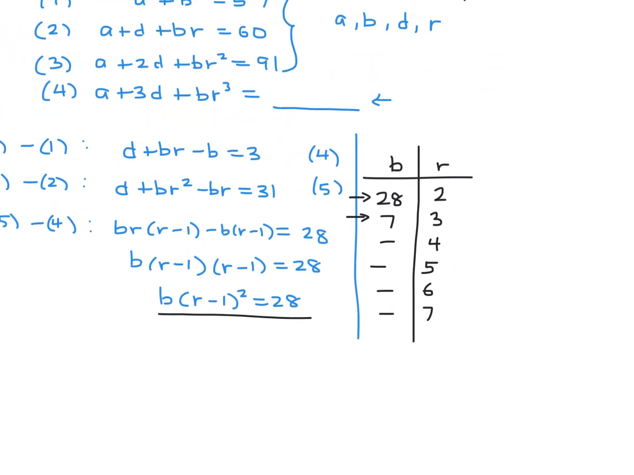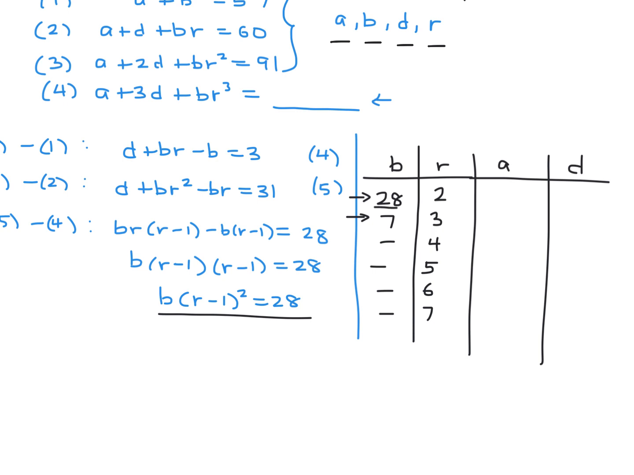So what are my other ones? I have to figure out A, B, D, and R, right? So I've got to expand this table here. I've got B and R, so I've got to put an A here and a D here. So using any of these equations, if I plug in B equals 28 and R equals 2, and I solve, I will get 29 and 25. And for this one, 7 and 3, I'll get A equals 50, and, sorry, D is negative 11. Okay. All right, so let's see what happens here.